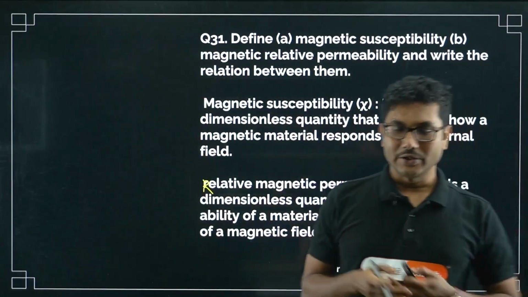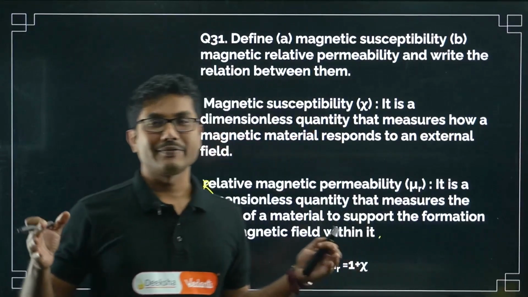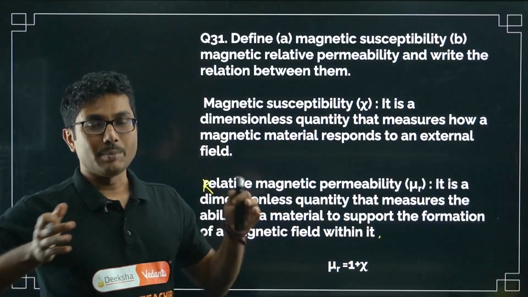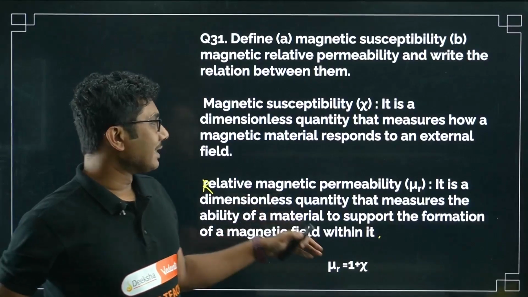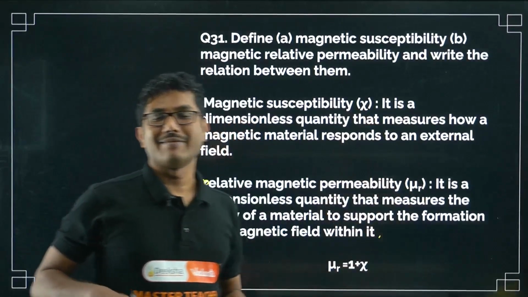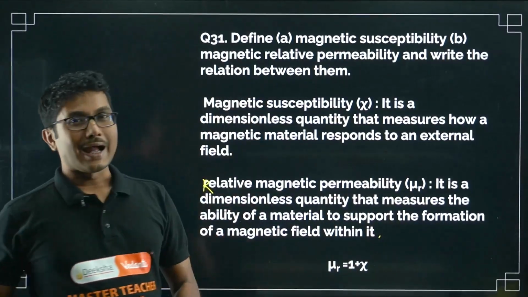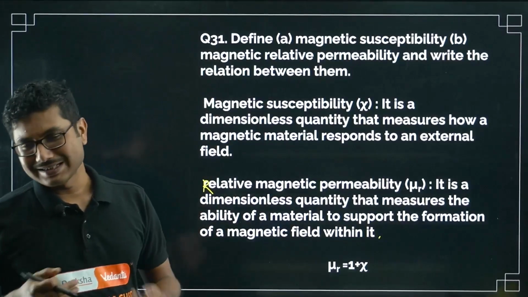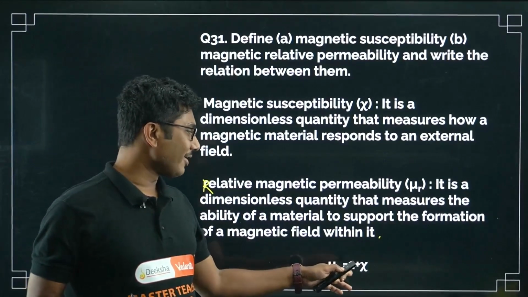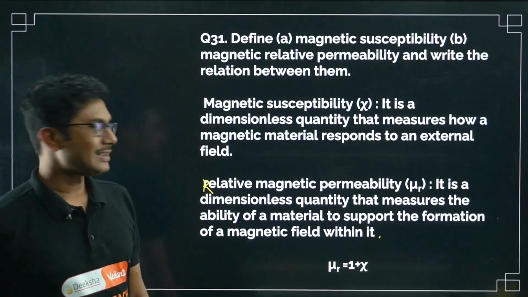apply a magnetic field into a material, whether the magnetic field lines are getting concentrated or getting repelled, that is determined by mu r. So basically they are like brothers, differentiated by only this: mu r is equal to 1 plus chi.